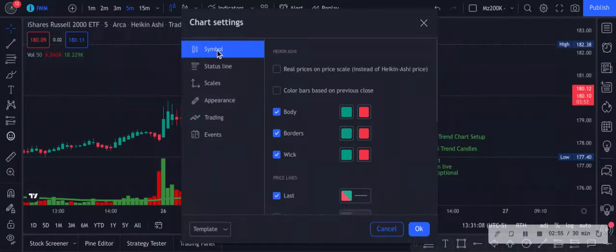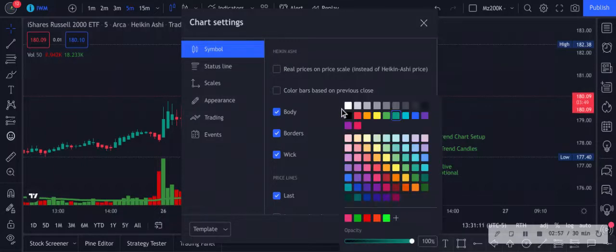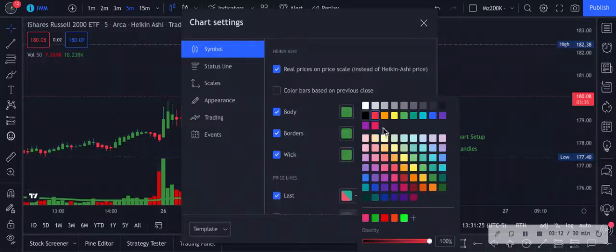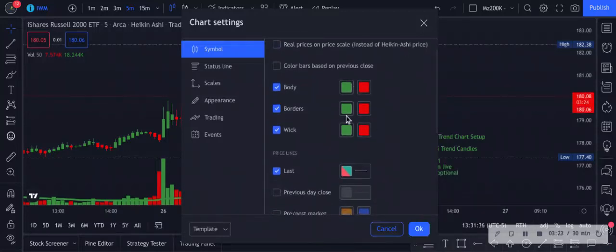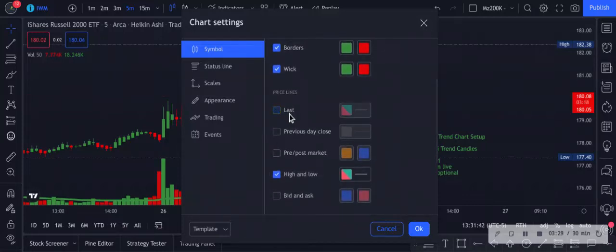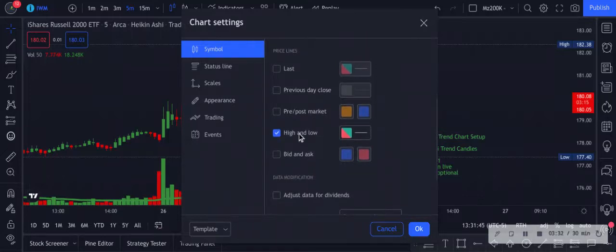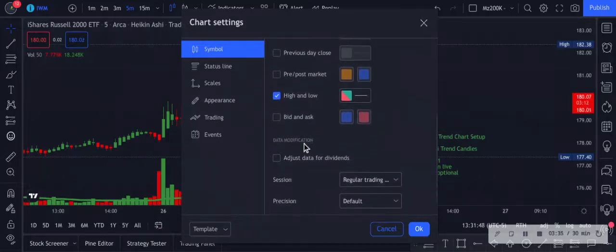So right now we'll go to symbol. And I like my green to be this color. You can pick yellow, blue. It doesn't matter, as long as you know your green or your blue means to buy. And as long as you know your red, you can change it to pink, as long as you know that your pink means to sell. So that's all this is. Green for buy, red for sell. You'll pick the color you prefer for buy, the color you prefer for sell. I take these last lines off because I don't like too many lines on my chart. And I think that's it.